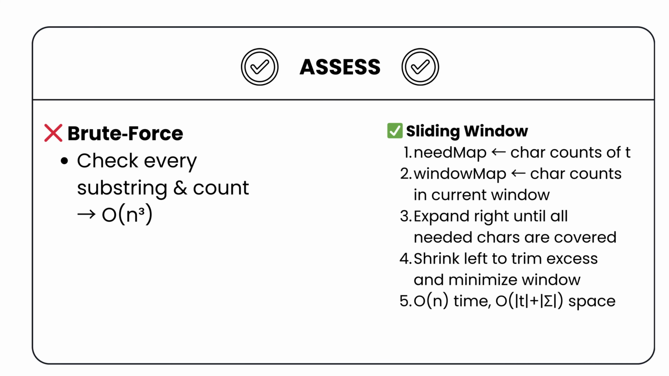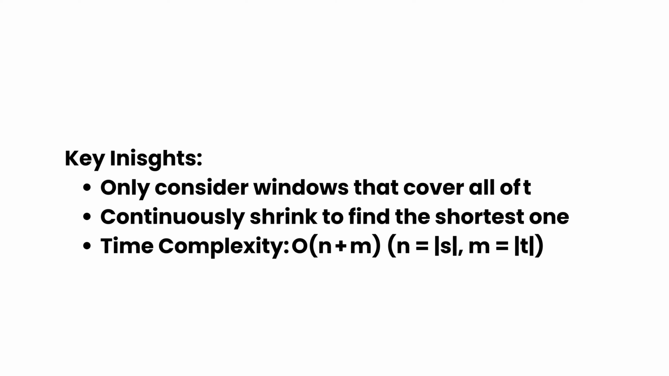Optimal solution: use a sliding window with two hash maps, or arrays, one to count needed characters, one for the current window's characters. Move the window's right edge to expand until you have all of T, then move the left edge to shrink and minimize. Key insight: we only care about windows that are valid, have all of T, and we want the minimum length. Time complexity: O(n plus m), where n and m are the lengths of S and T.